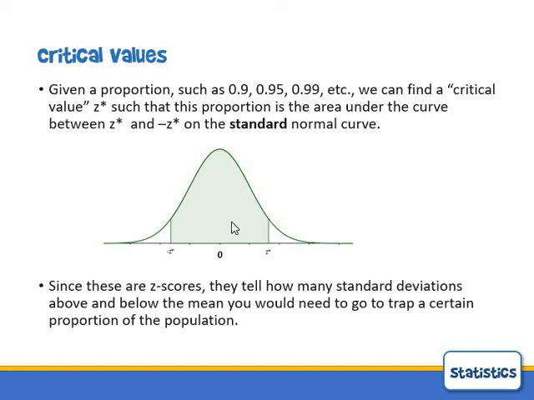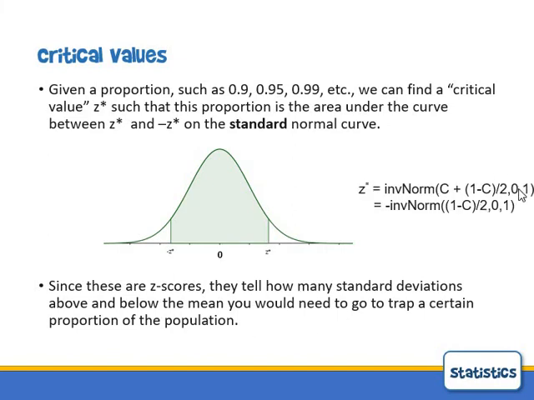Since these are z-scores, they tell us how many standard deviations above and below the mean you would need to go to trap a certain proportion of the population. And then, as I said, multiplying by sigma over square root of n will convert that back to the normal distribution centered at mu with standard deviation sigma over square root of n, so x bar's distribution.